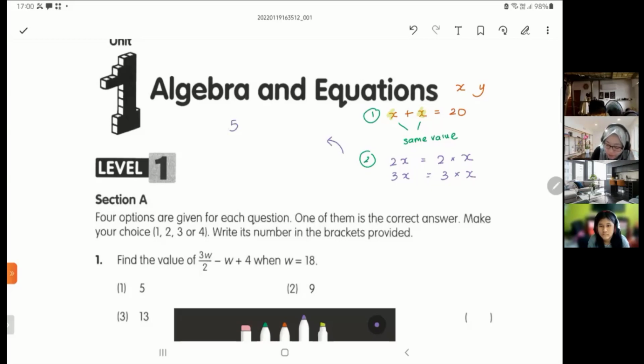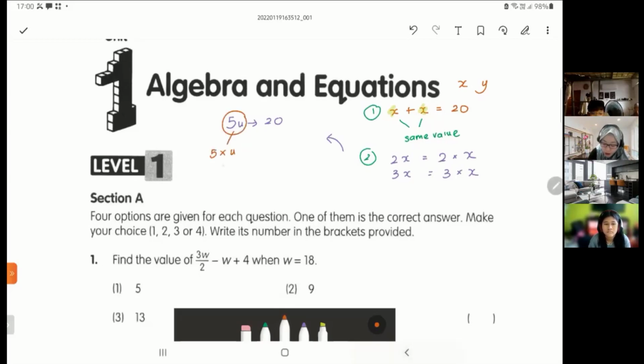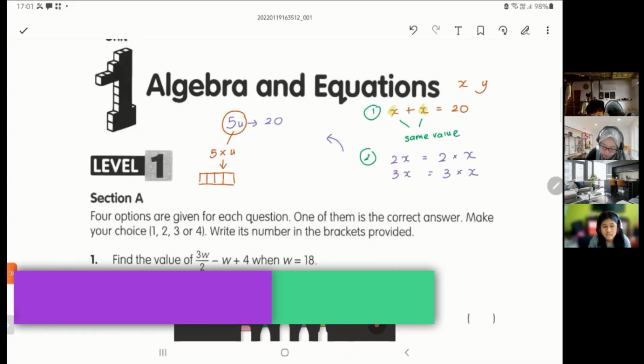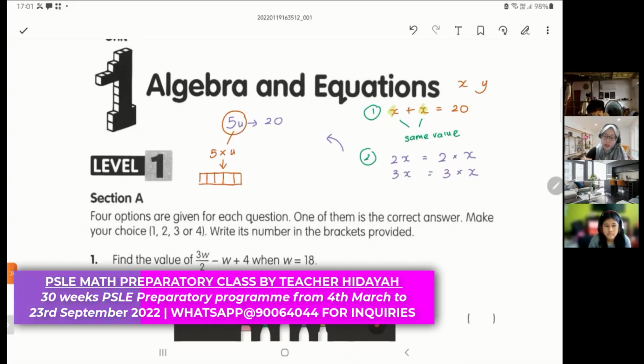Example, I have 5u representing 20. Let's look at this 5u. Isn't this 5 times u, which is actually 5 units, right? How many times of that unit do you see? I see it 5 times. So this model, if I were to draw it, is how many units? 5 units. 1, 2, 3, 4, 5. So 5u is 5 units.